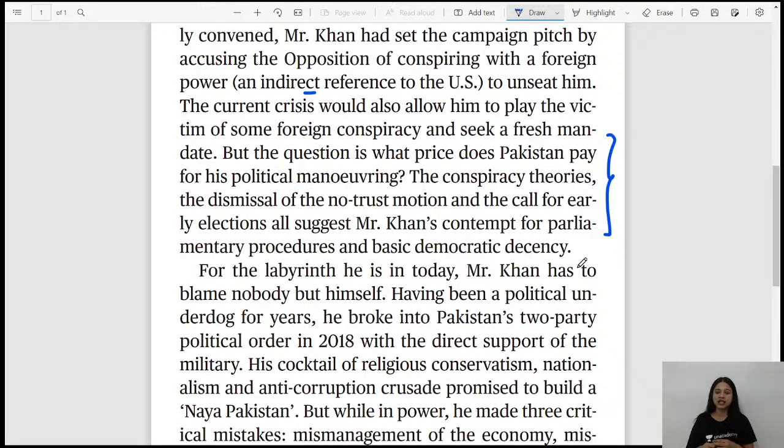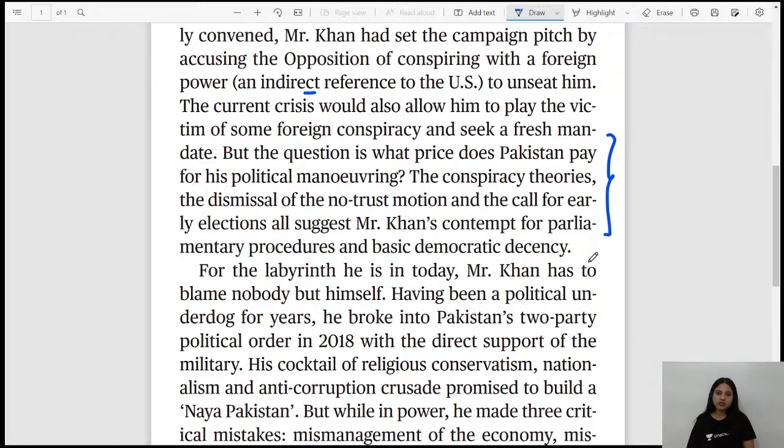Which country? Pakistan. And then the next thing that our author here suggests is that by doing everything that Imran Khan has done, he has made it very clear through his actions. There is no doubt by looking at his actions that he has no respect at all for democracy, for people's will, for a democratic process, and for parliamentary procedure.